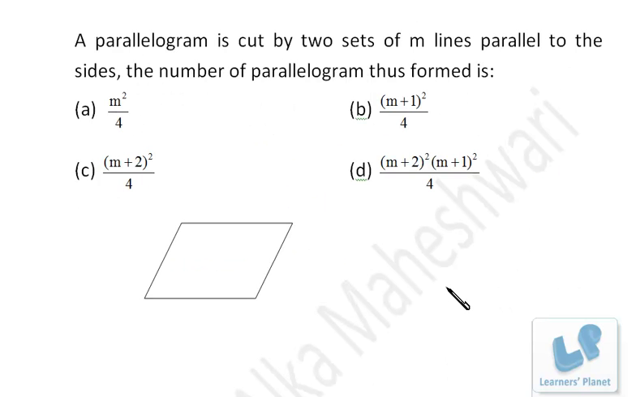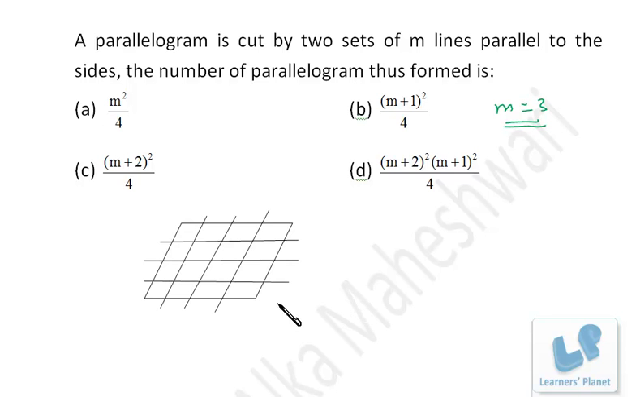Now friends, I have an interesting problem with me over here. A parallelogram is cut by two sets of M lines parallel to the sides. The number of parallelograms thus formed is. Now friends, to make the problem easier, I can take some comfortable value of M. So let's take the value of M as 3. You can take any value, but I'm just taking 3. That means I have drawn 3 lines parallel to both the sides. I just draw that.